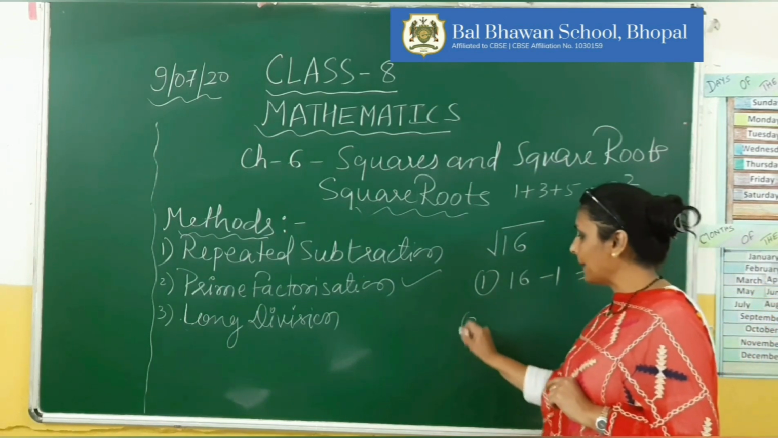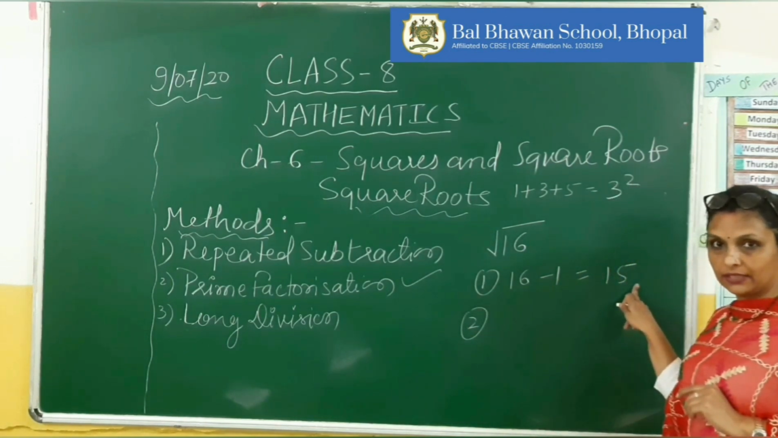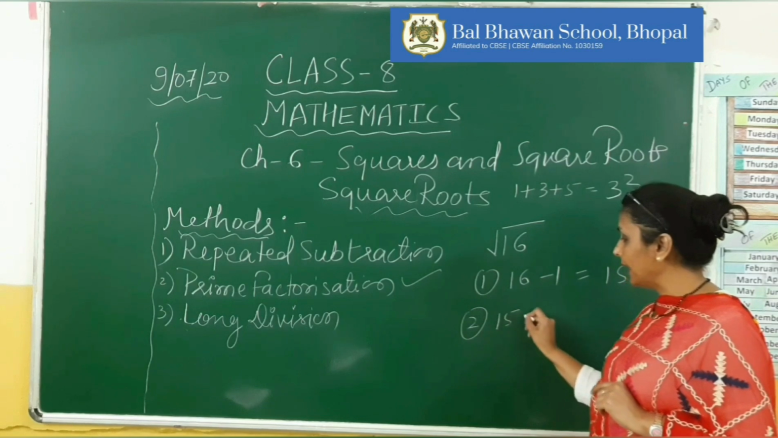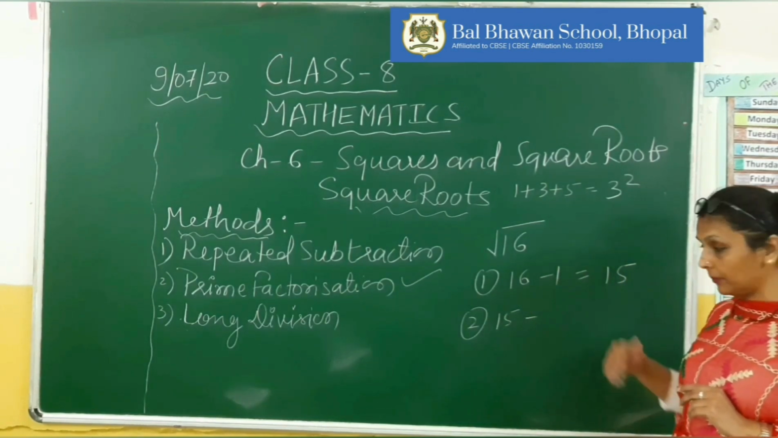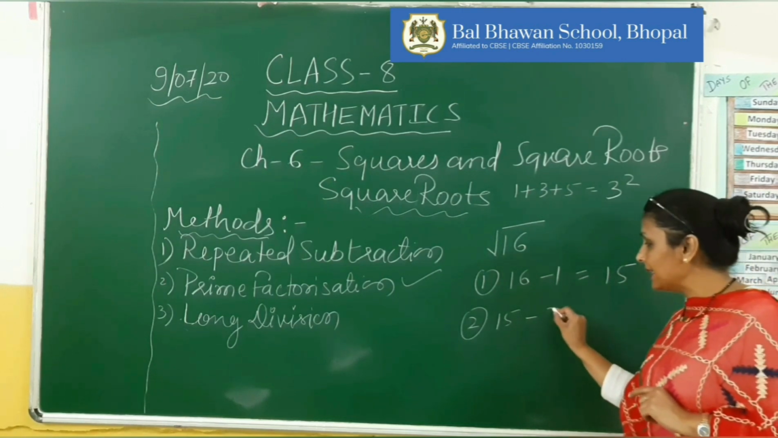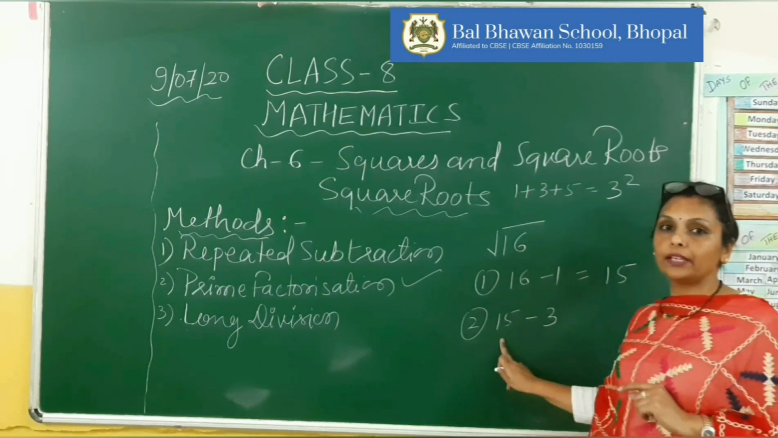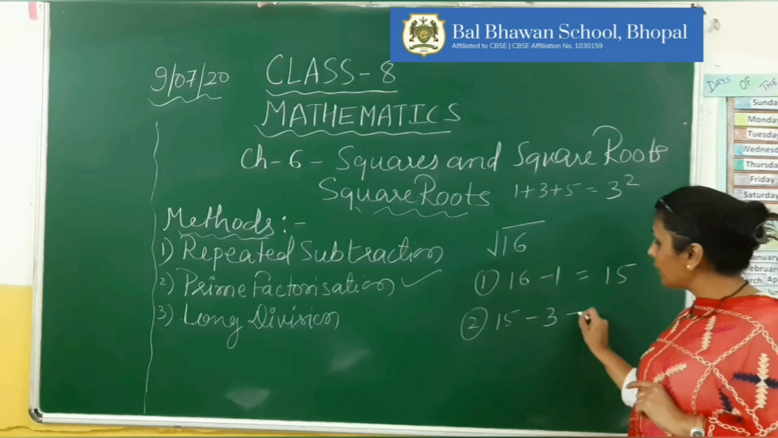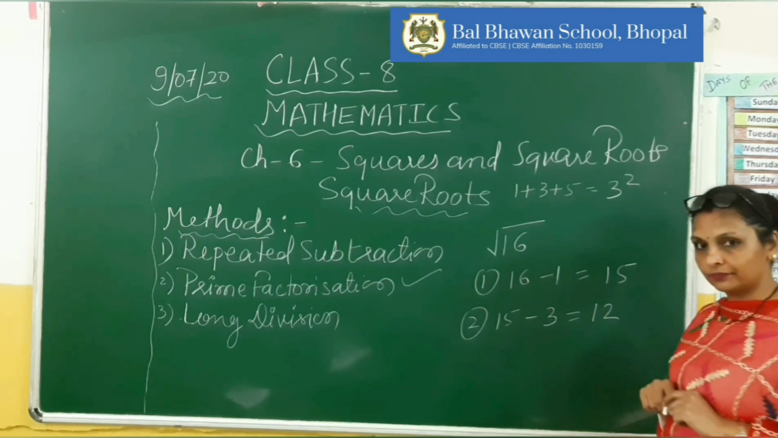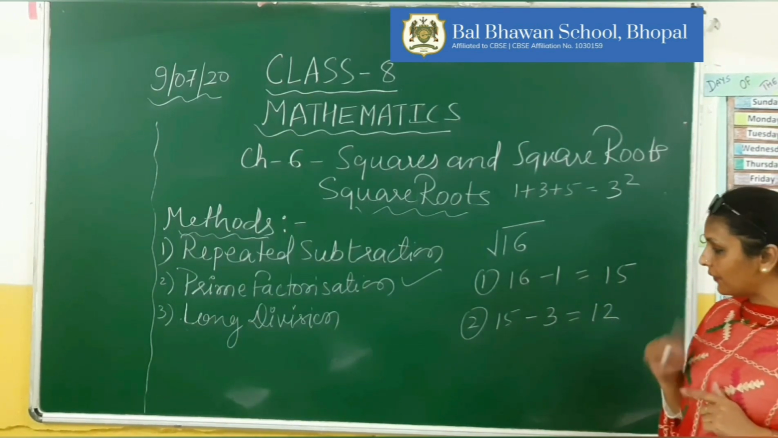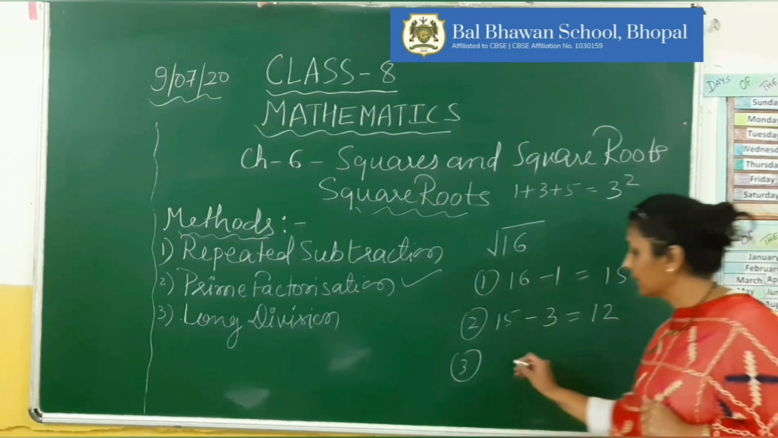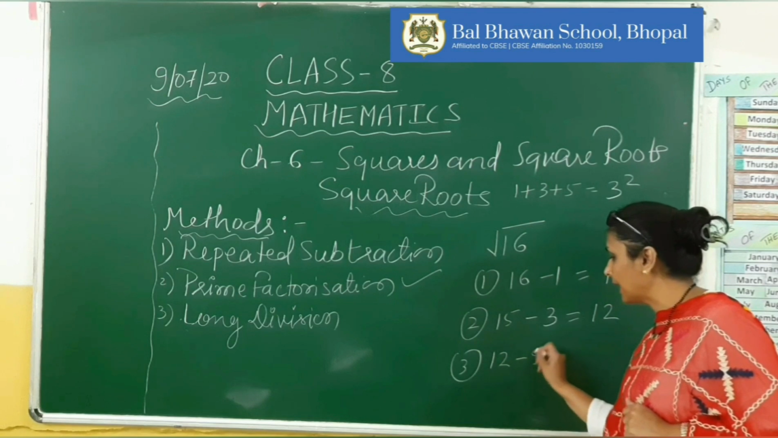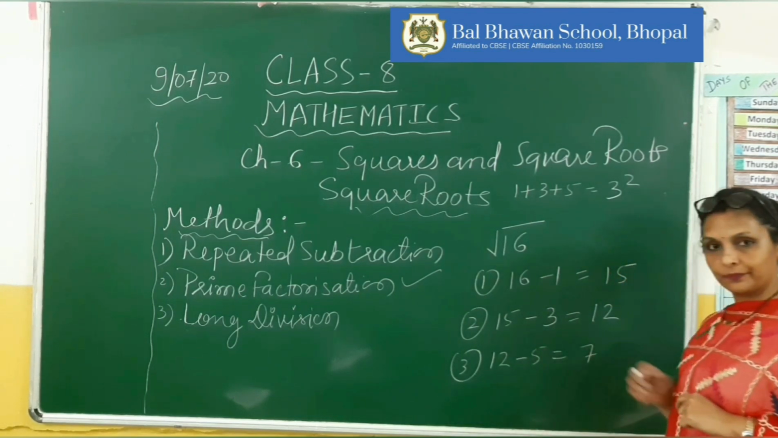In the second step, we have to take this difference, this answer, and subtract the next odd number after 1, that is 3. That means we'll subtract 3 from 15. What will we get? We'll get 12. The next odd natural number is 5. So what will we write down here? This answer, 12, so 12 minus 5 is 7.